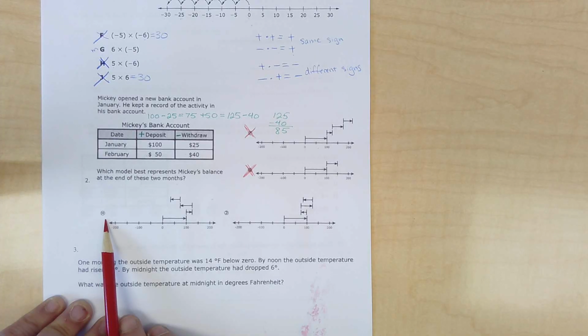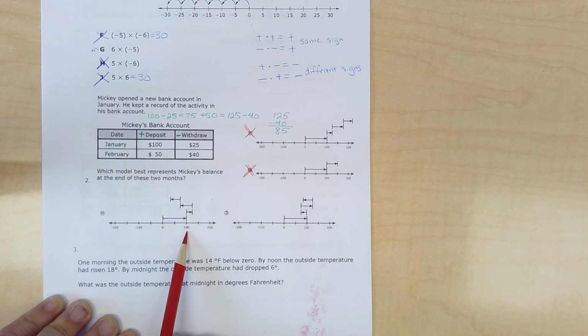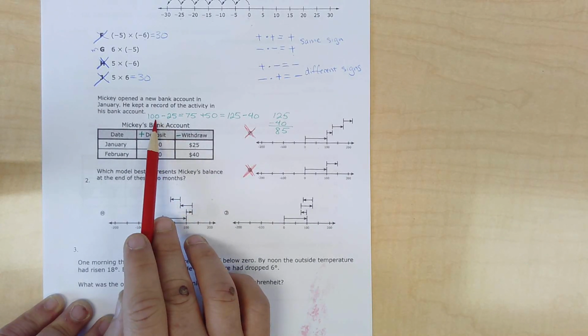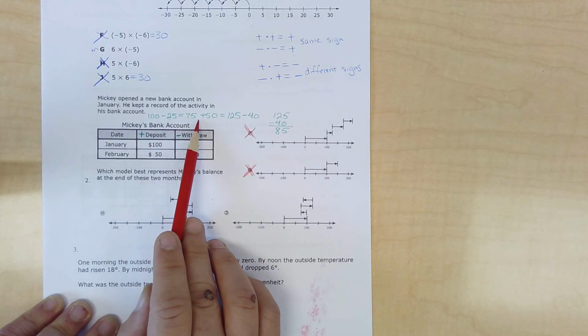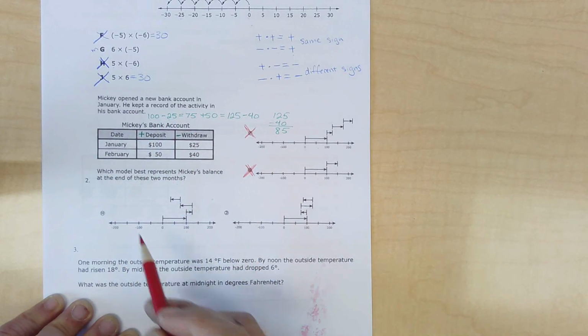For H, we have 0, we deposited $100. Oh, but then it says we deposited more money. In January, we deposited and withdrew. We should have gone to the left. Here it has us going to the right, to the right, to the left, to the left. But we added, subtracted, added, subtracted. So H, unfortunately, is not going to work either.